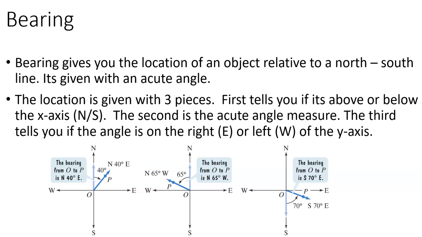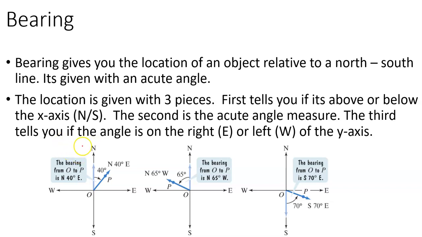So bearing gives you the location of an object relative to a north-south line. The bearing comes in three pieces. First, it tells you if it's above or below the x-axis. The second gives you an acute angle measure. The third one tells you east or west of the y-axis.